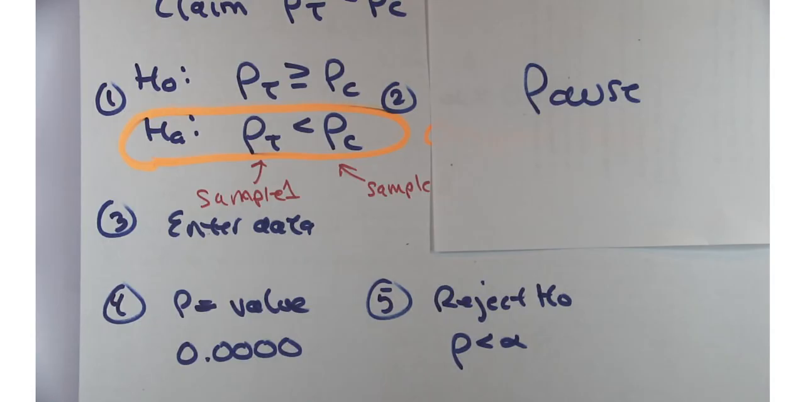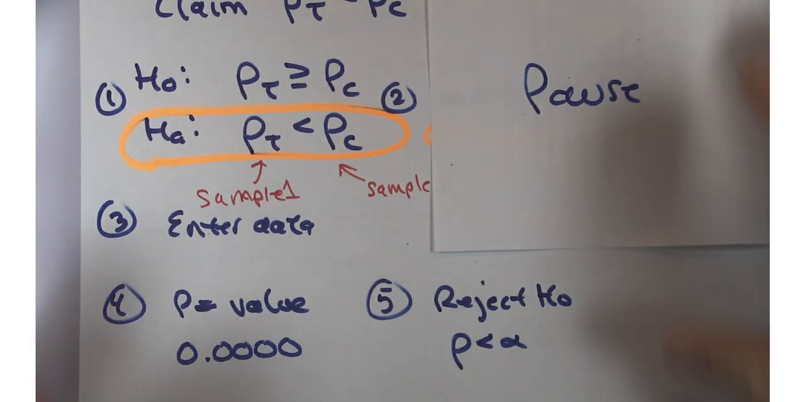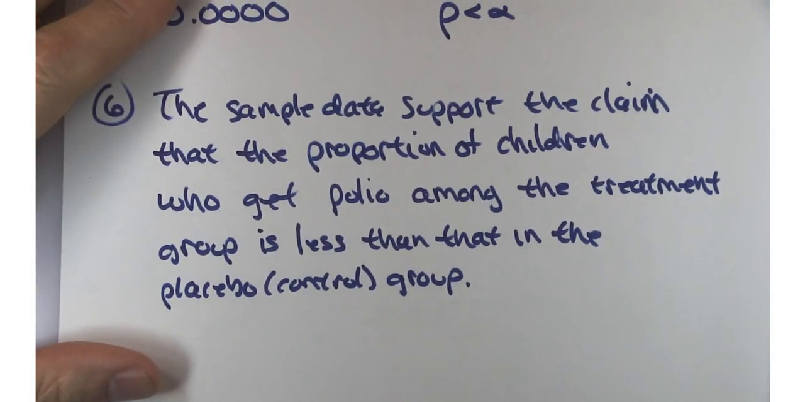Sample data support the claim that the proportion of children that get polio amongst people with the treatment group is less than the proportion in the placebo or control group. Another one. Anyone else want to try theirs? Can you repeat it again? I struggled with this too.